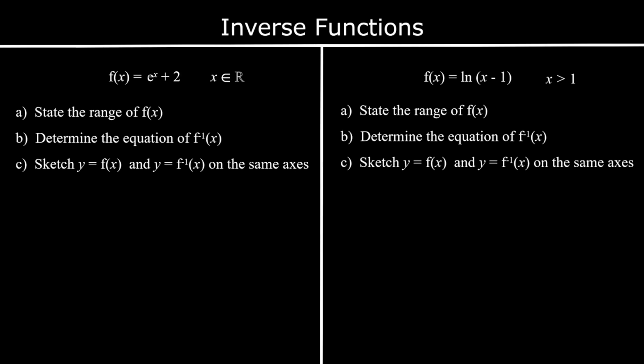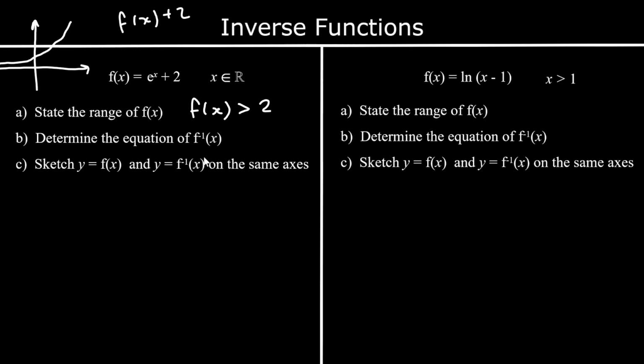One more. So f of x is e to the x plus 2. State the range of f of x. So our e graph is this one. So it's usually anything bigger than 0, but it's moved up 2 spaces. So f of x is greater than 2. It's the same as f of x plus 2. The whole graph moved up 2 spaces, so f of x is greater than 2.